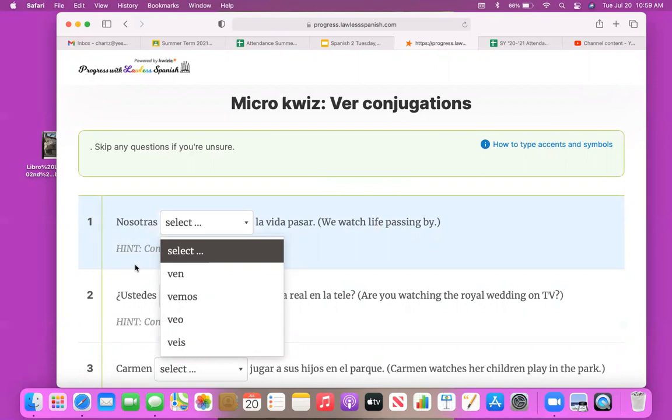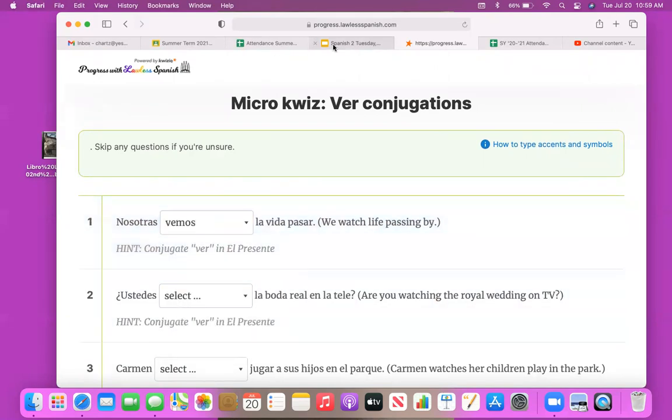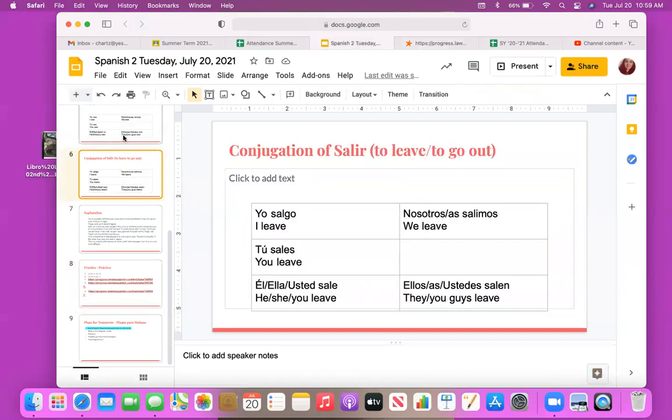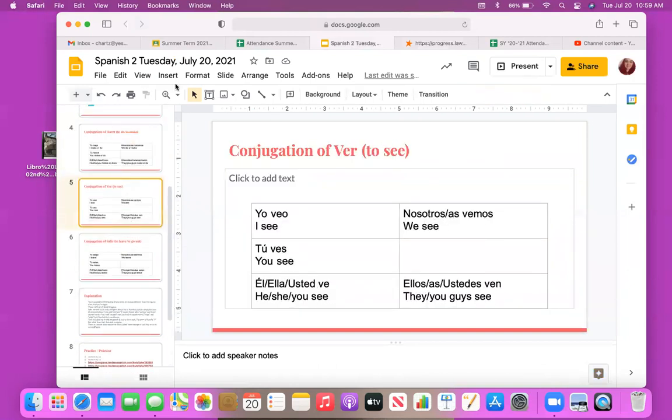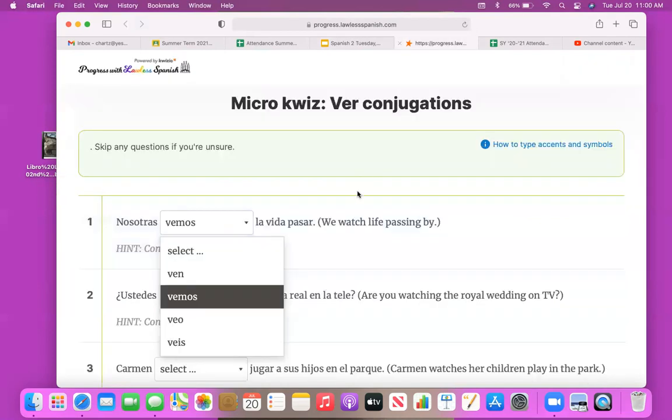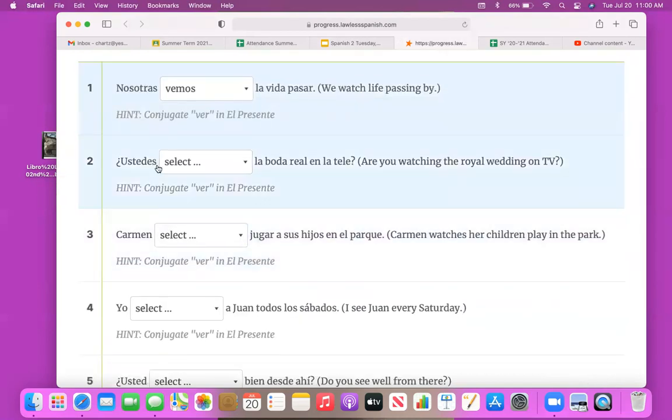Nosotros. I would go with ven. Vemos, right? Nosotros. Vemos. Oh, yeah, that's nosotros. So nosotros is amos. Yeah. Yep. Okay. All right. And then, see that word? I keep getting nosotros confused with ustedes. That's okay. It will happen. They're both plural, so it makes sense. But it would be like nosotros vemos and then ustedes ven, like with an N.